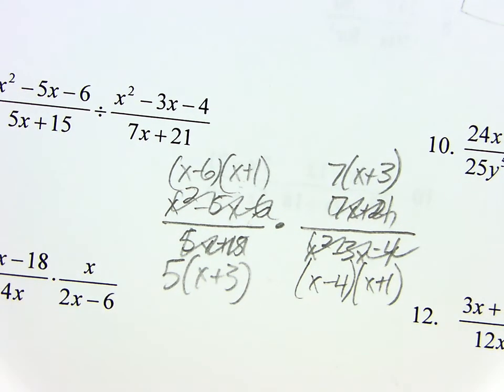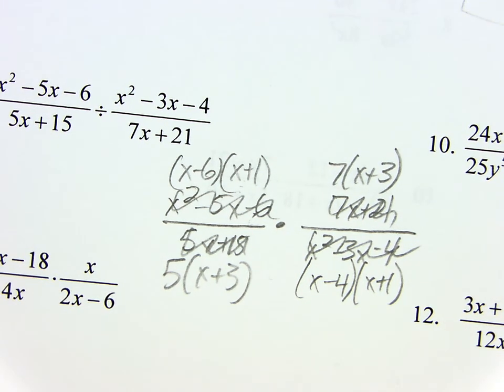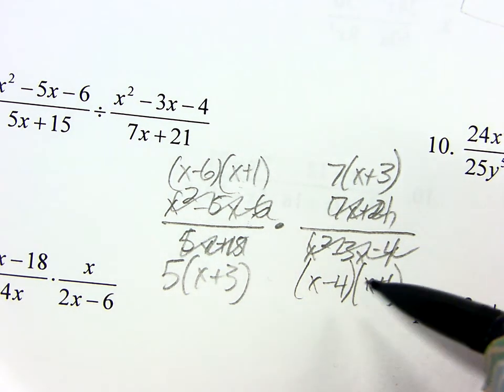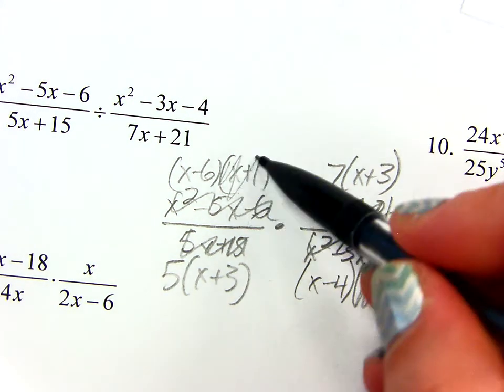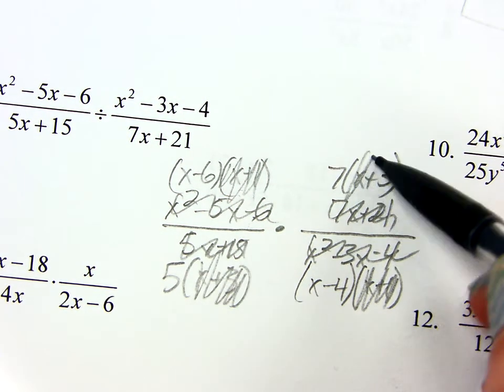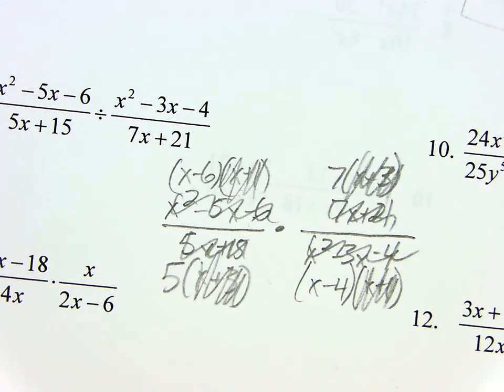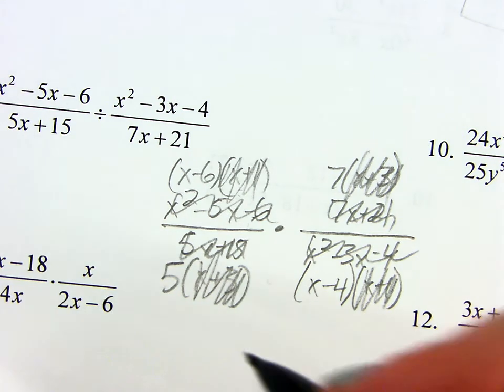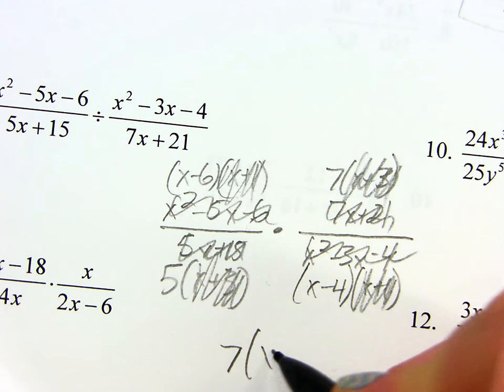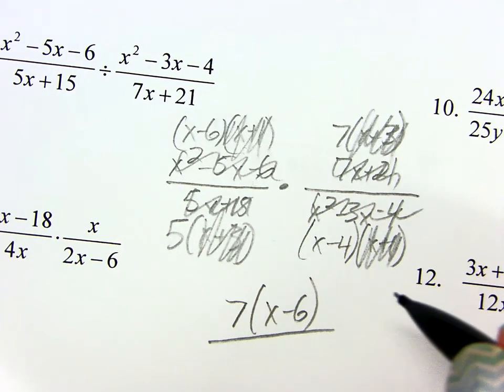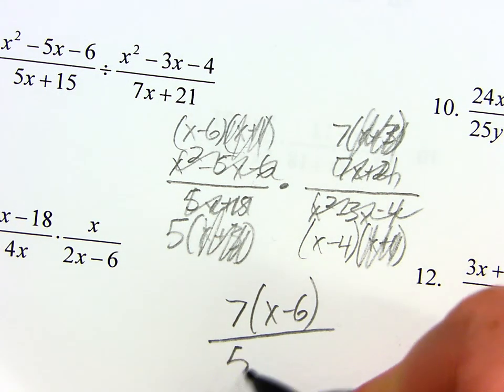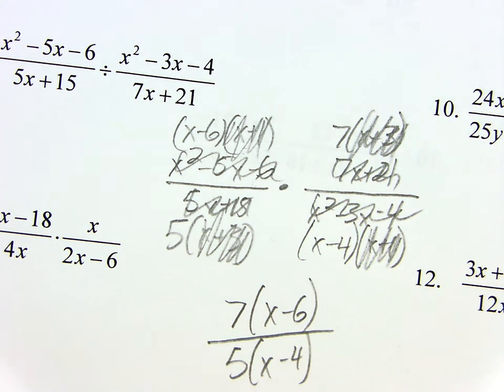All right. Step 1 and 2 are done. I did keep, change, flip, and I factored everybody. Now I'm ready to go to cancel town. Okay, x plus 1. X plus 1s, yep. X plus 3s. Anything else? Nope, that's it. So what's left up top? I still have 7 times x minus 6. And on the bottom, I still have 5 times x minus 4. I'm done. See, aren't these fun?